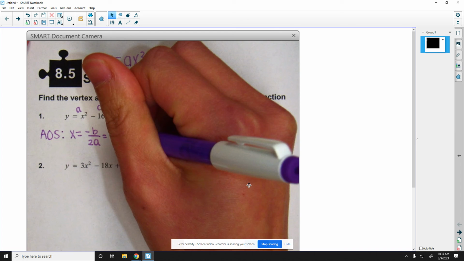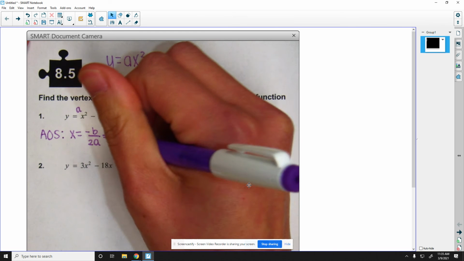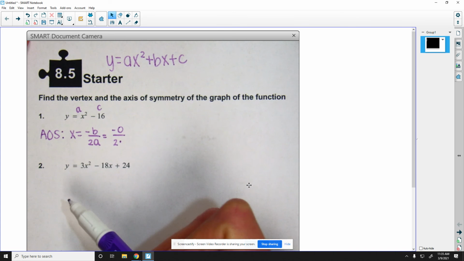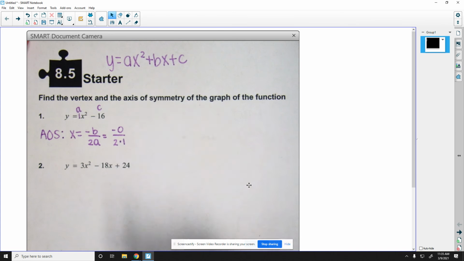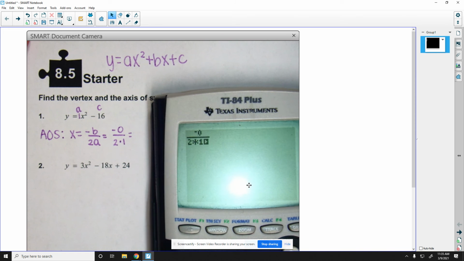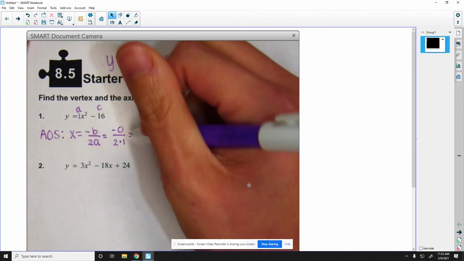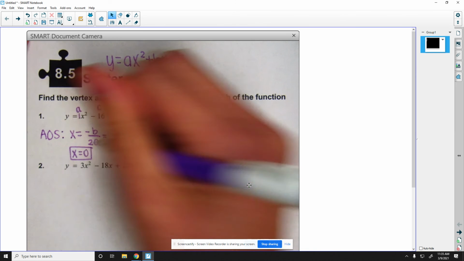So negative 0, which is just 0, right? There's no such thing as negative 0, over 2 times, what number here is a? 1. Don't say x, right? X is not a number. 1x squared, so a is 1. Okay, so negative 0 over 2 times 1. I guess I can put it in my calculator, though really you could just do it in your head because 0 divided by anything is just 0. Okay, so my AOS is x equals 0.